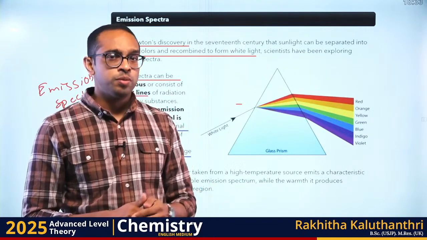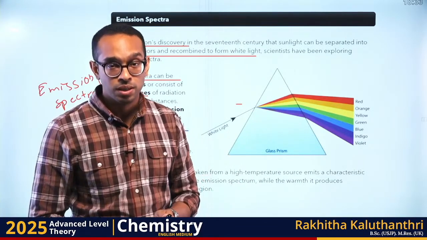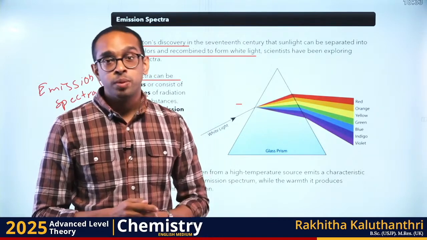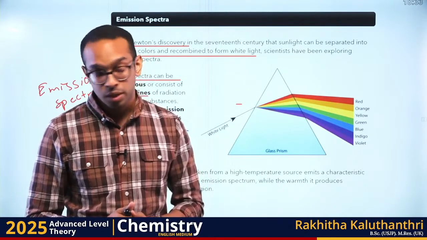So if you take it a step further and analyze all of the different types of radiation that is emitted by this particular object, then you're basically constructing an emission spectra for that heated object. Clear?